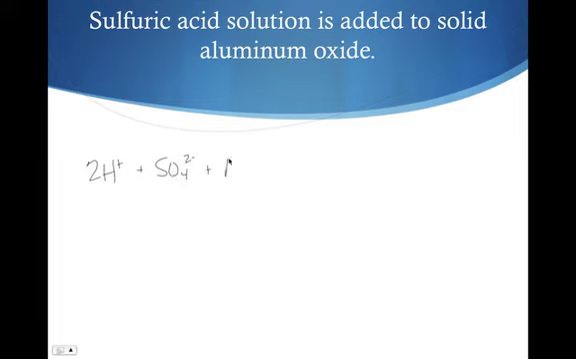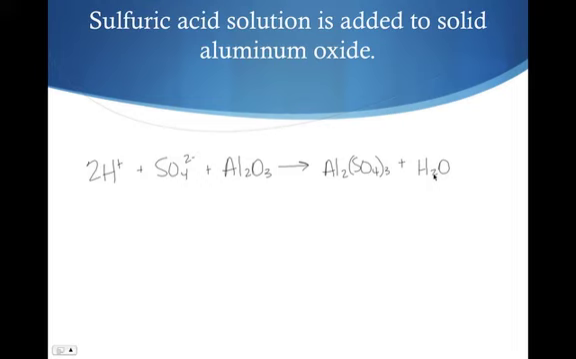Solid aluminum oxide, the formula for that, Al2O3. React these two guys. If you remember, metal oxides behave like bases. And so you're going to make a salt out of the cation of the base and the anion of the acid. So you'll have Al2(SO4)3. And then the other product is going to be the oxygens plus the hydrogens, gives you water.